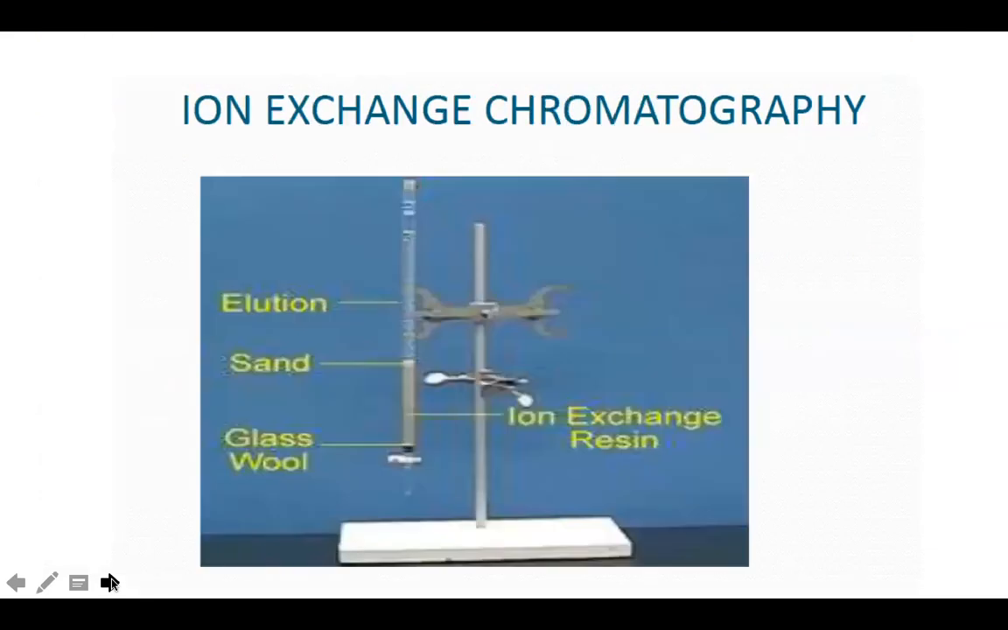ion exchange chromatography. Here you can see how elution happens similarly, and you can use the sand, glass, or so, and here you can put the ion exchange resin. So you can use the resin which exchanges the ion with the compounds, and finally you can separate like the column chromatography and collect the eluent.